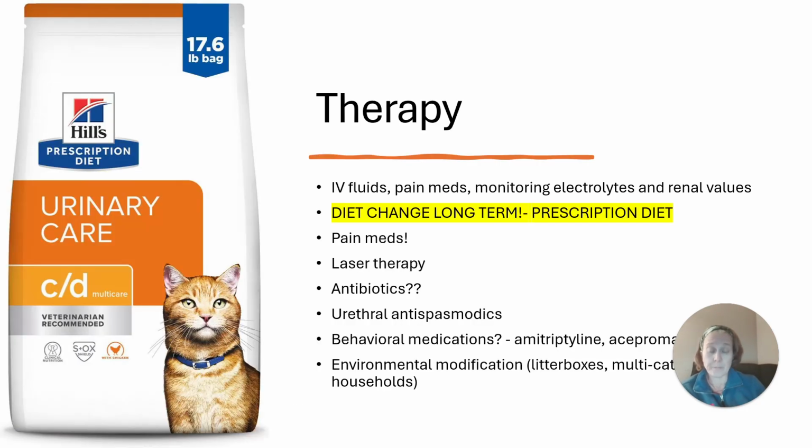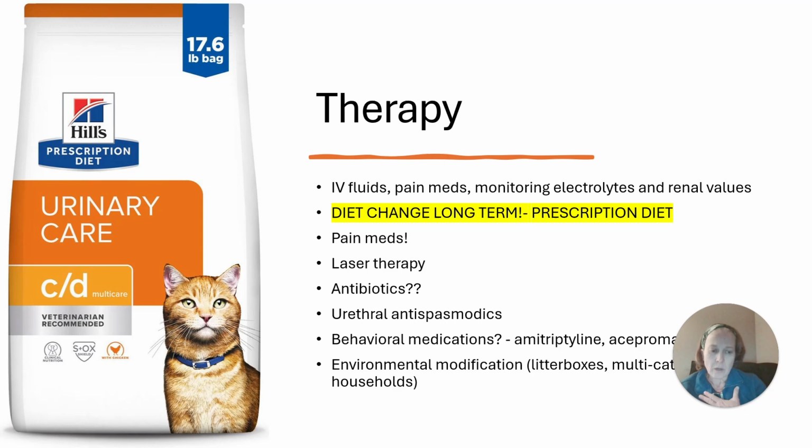Long term, what do we do? Well, these guys, depending on how bad they are when they come in, they're probably going to be in the hospital for a couple days on fluids until their electrolytes and BUN creatinine levels have resolved. These guys have to have a long-term diet change, prescription diet for the rest of their life. They need to be on pain meds. Laser therapy can be beneficial for the bladder and the urethra.